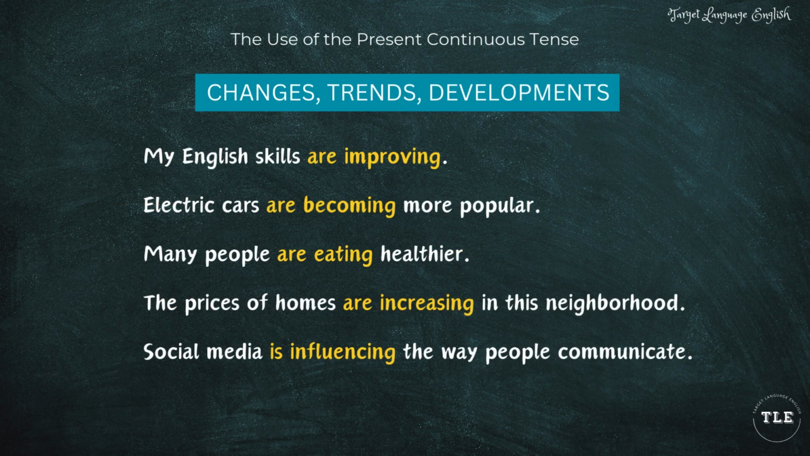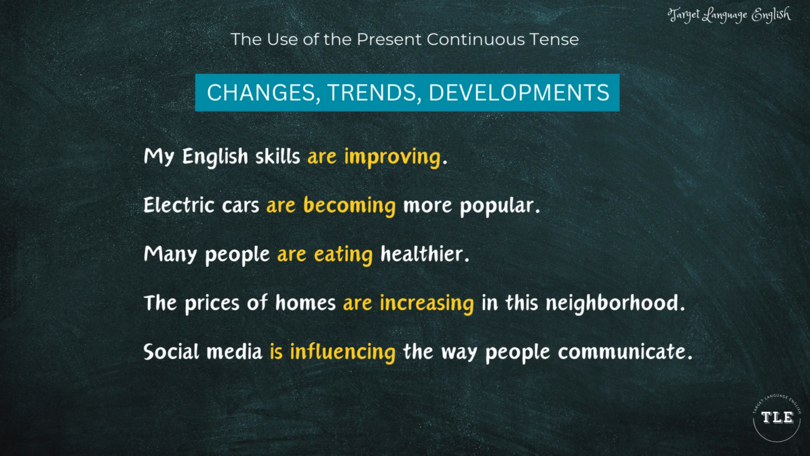We use the present continuous when we talk about changes, trends, and developments that are happening around now. For example, my English skills are improving. Electric cars are becoming more popular. Many people are eating healthier. The prices of homes are increasing in this neighborhood. Social media is influencing the way people communicate.